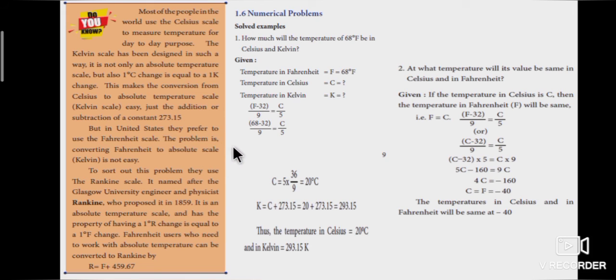Glasgow University engineer and physicist Rankine proposed it in 1859. It is an absolute temperature scale and has the property that a 1 degree Rankine change is equal to a 1 degree Fahrenheit change. That is, Rankine is equal to Fahrenheit plus 459.67. After that we will discuss numerical problems.